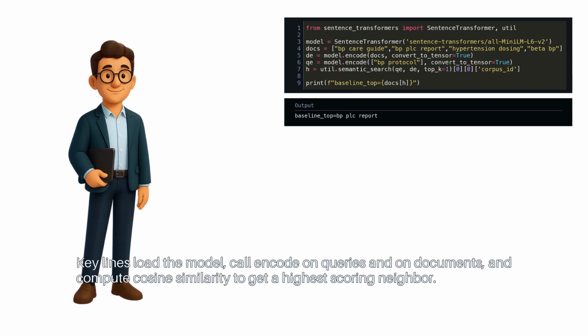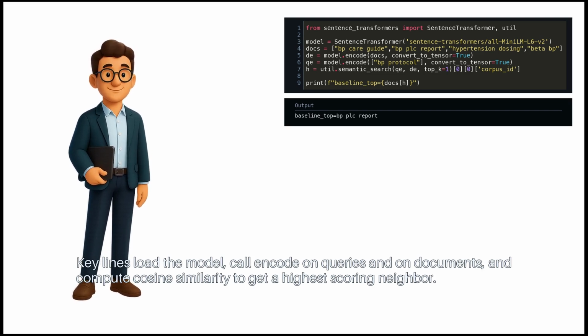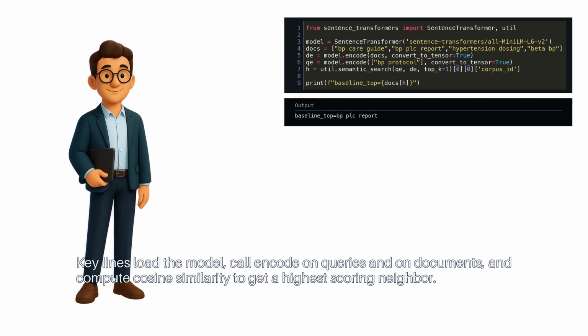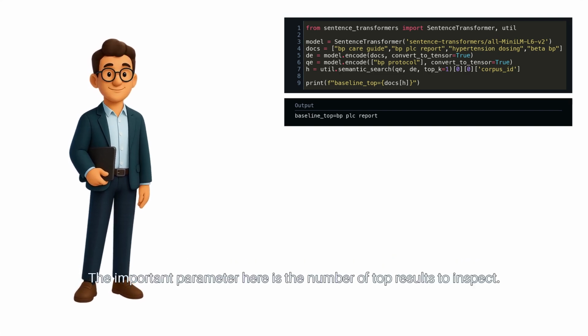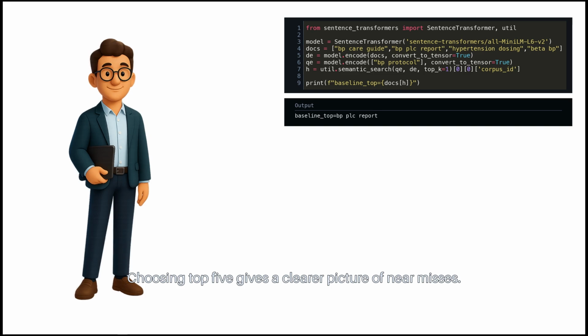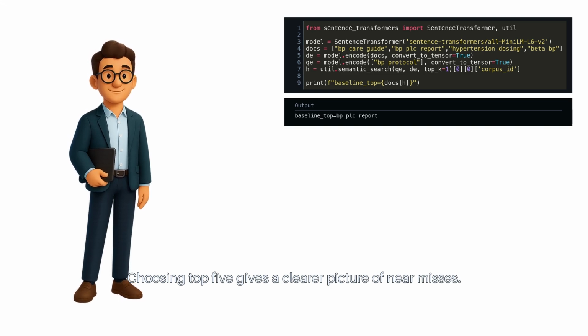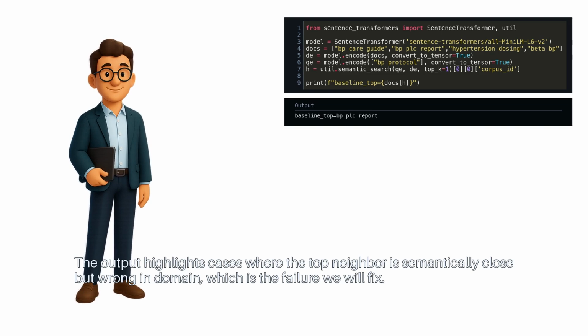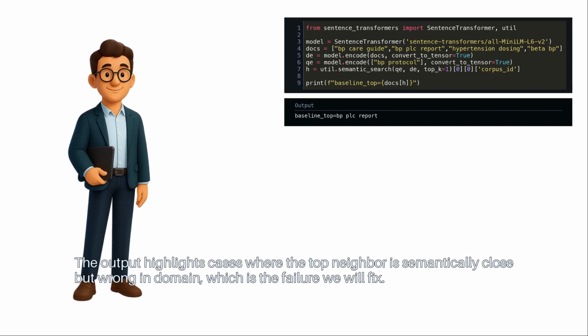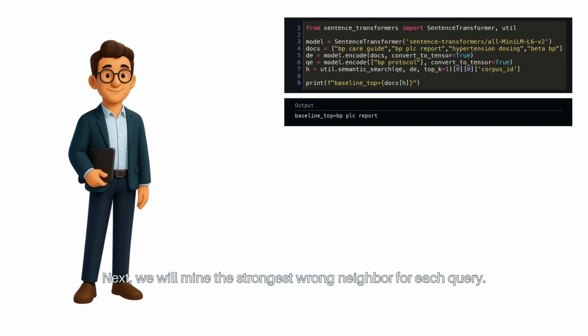Key lines load the model, call encode on queries and on documents, and compute cosine similarity to get a highest scoring neighbor. The important parameter here is the number of top results to inspect. Choosing top 5 gives a clearer picture of near misses. The output highlights cases where the top neighbor is semantically close but wrong in domain, which is the failure we will fix. Next, we will mine the strongest wrong neighbor for each query.